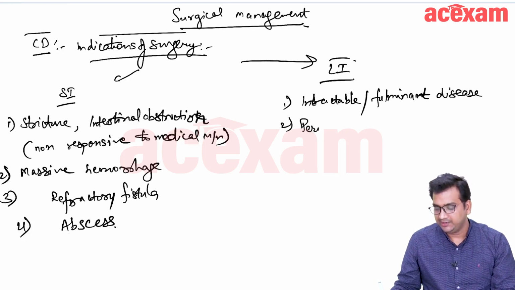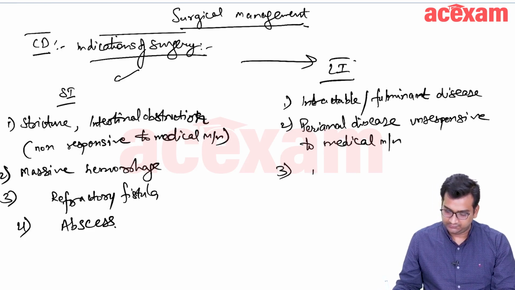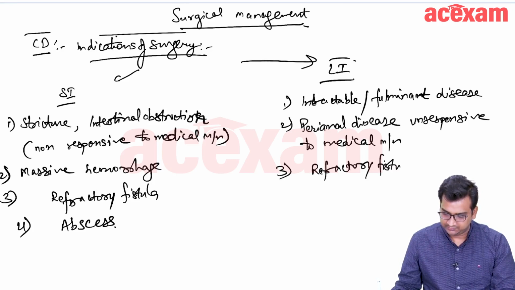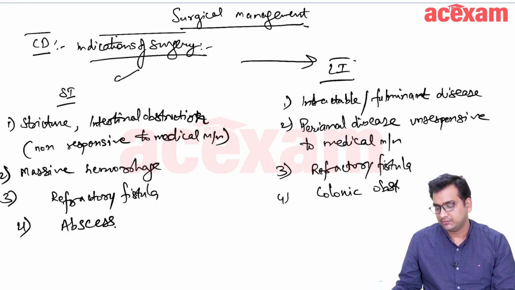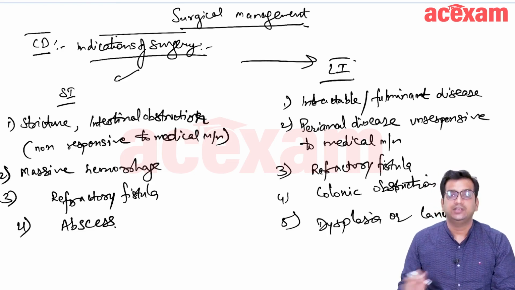If there is a perianal disease which is unresponsive to medical management, if there is a refractory fistula, if there is a colonic obstruction, or there is development of dysplasia or malignancy. So these are the indications for surgery in Crohn's disease.